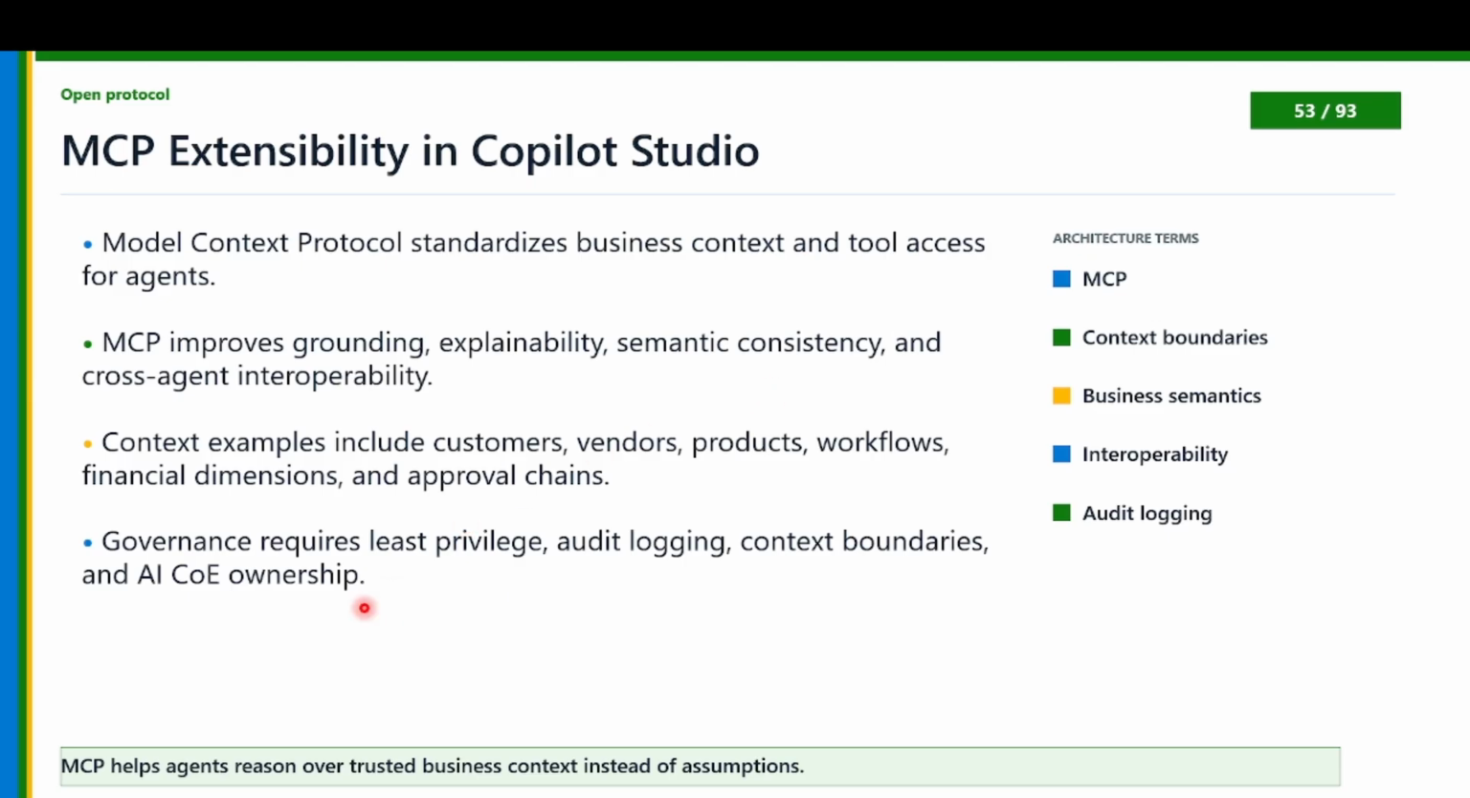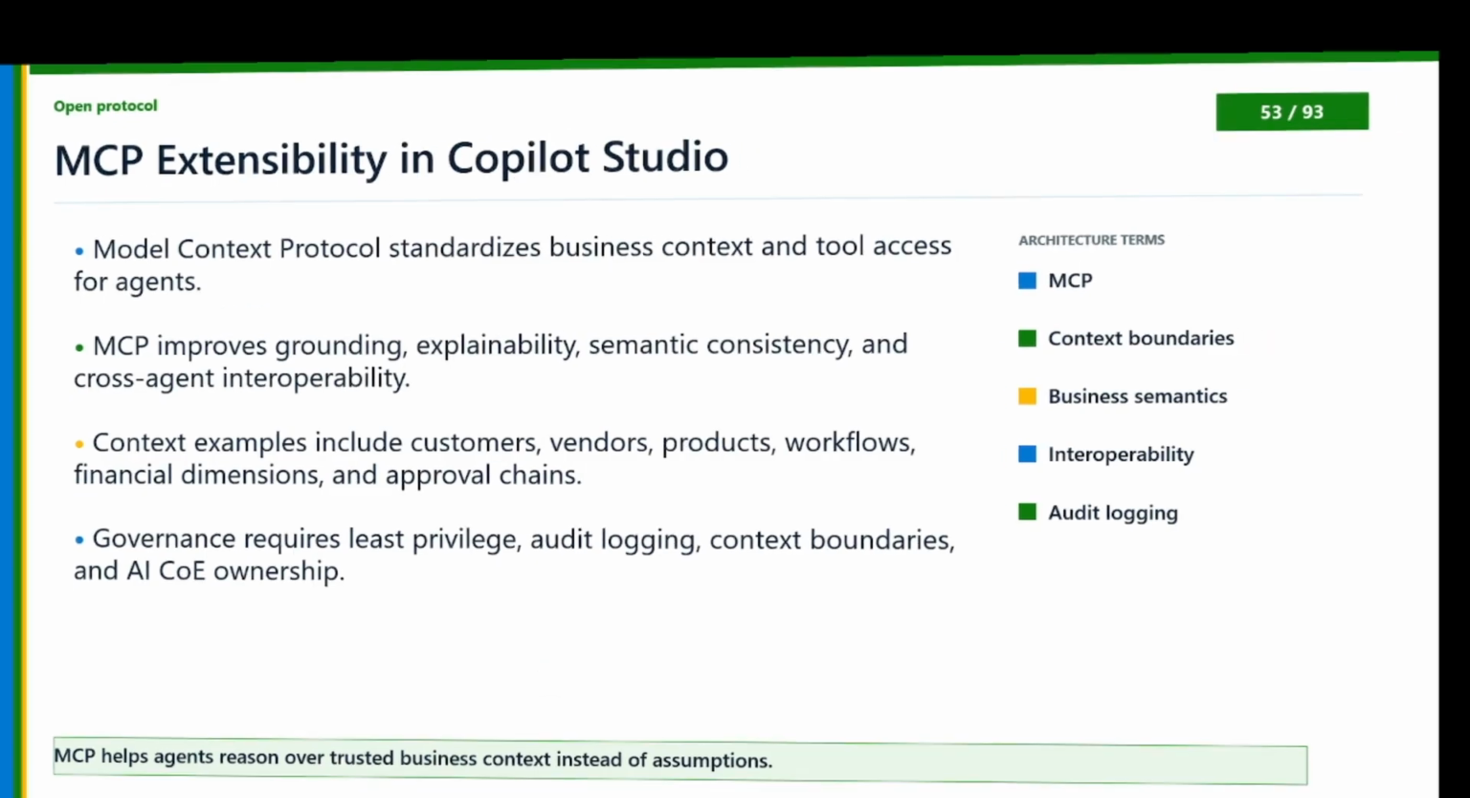Okay. So MCP helps agents reason over trusted business context instead of assumptions. So MCP prevents agents from hallucinating. Even beyond hallucination, it enables agents to generate grounded knowledge, answers, and outputs.